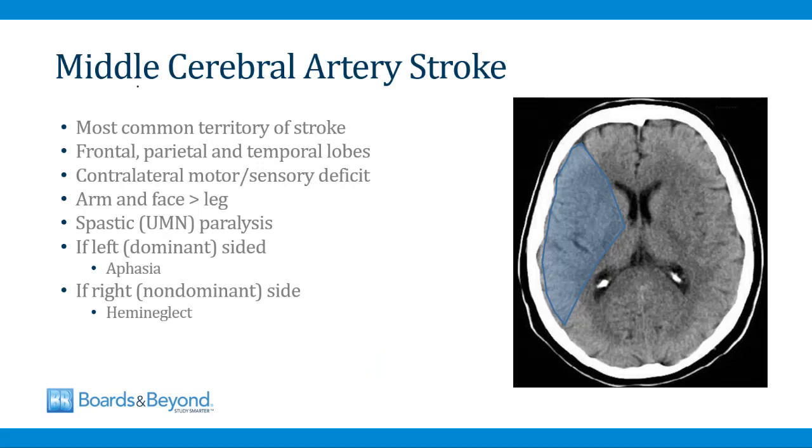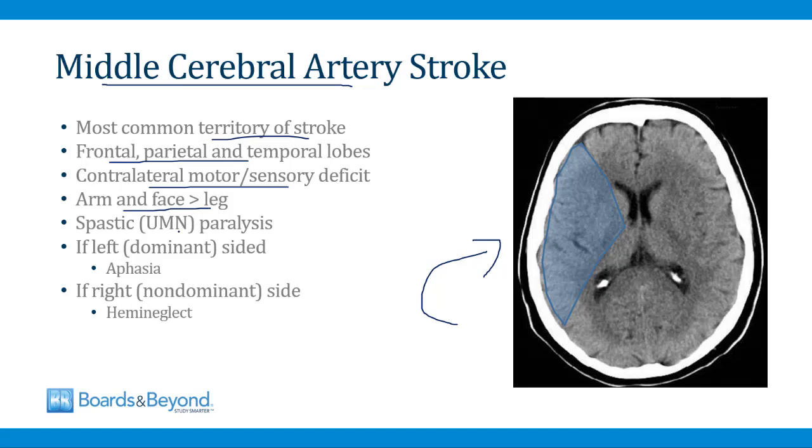And the first one is a middle cerebral artery territory stroke. This is the most common territory of stroke. It involves portions of the frontal, parietal, and temporal lobes. It usually involves the area shown in blue on the CT scan on the screen. And MCA strokes lead to contralateral motor and sensory loss on the opposite side of the lesion, and the arm and face will be affected more than the leg, and that's because of the homunculus we just talked about.